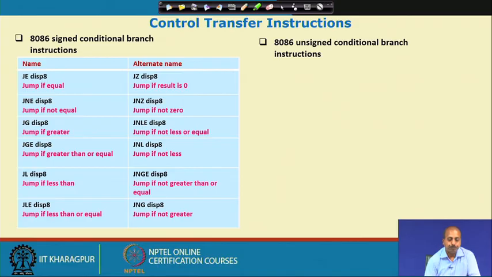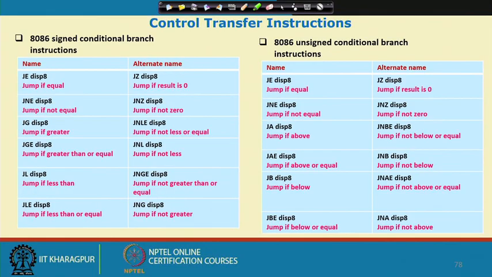Similarly, we have JNE or JNZ type of instructions. There also we have 8-bit displacements; all these conditional branches are relative to the IP value, the instruction pointer value. So it will be jumping with respect to IP. On the other hand, there are unsigned conditional branches. So we have JE displacement 8 and things like that, which execute in the same fashion.